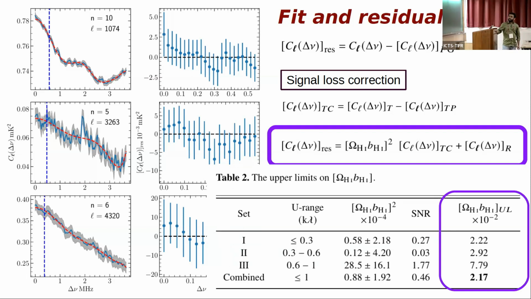And when we use all these residual points, available points, we get an upper limit on the 21 centimeter signal on this parameter Omega_HI b_HI. We have divided the data in 3 sets for ease of this analysis, and we have separately estimated this Omega_HI b_HI at different length scales. So this is a baseline range, so it is better to show in the length scale, but this is what I have right now. The best result we get from combining all these values is around 0.22.